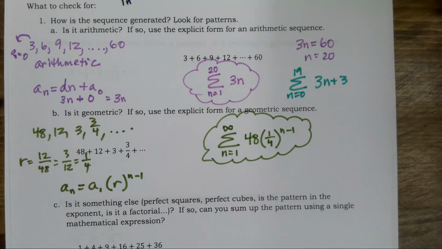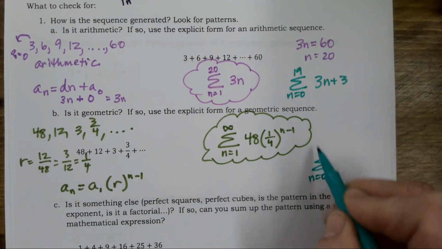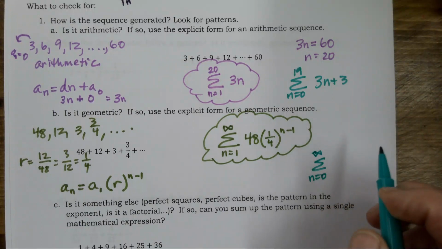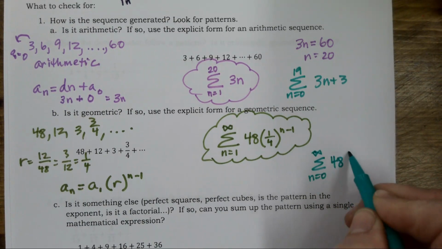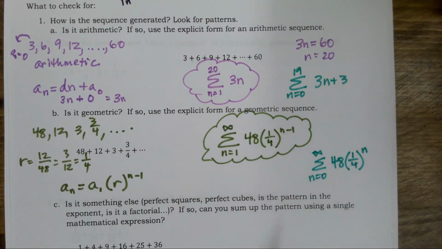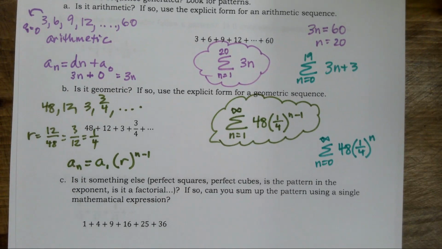But keep in mind, I could write this one a different way as well. I could maybe start it at 0. Still, I'm going to go to infinity because infinity is forever. And maybe I would do 48 times 1/4 to the n power. It's going to generate the same sequence, but for what we're doing, if we just stick with our explicit, we'll start at 1 all the time and keep count of our terms and work that way.